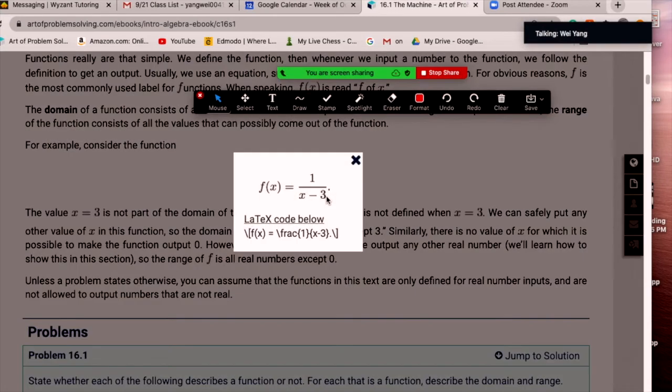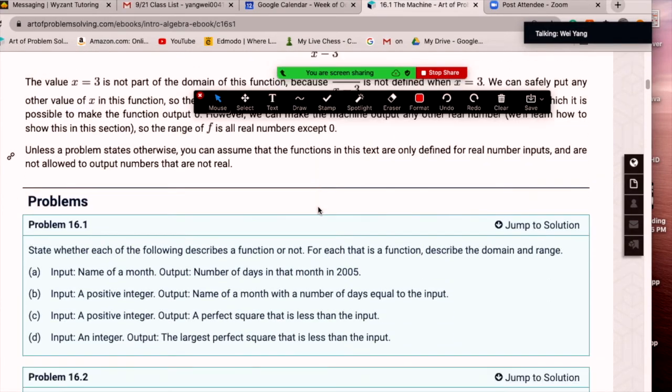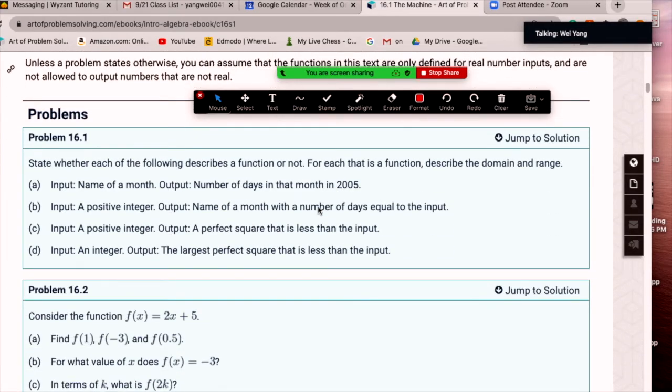Okay? Except 0. Now let's see these examples. 16.1. State whether each of the following describes a function or not. For each that is a function, describe the domain and range. Okay, so we'll give you a relationship, then ask you if this one is a function. Give you an input, output, then ask you if this is a function. If it's a function, you give us what is the domain, what is the range.